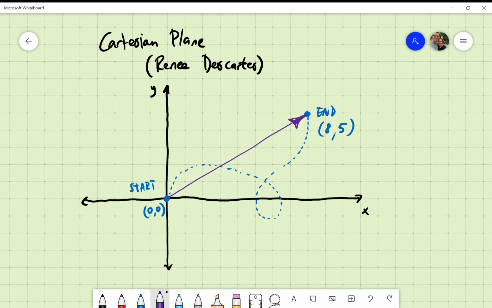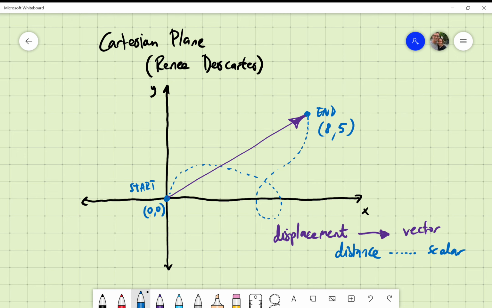This is what we call a displacement vector. Okay, displacement is the vector version of distance. The distance is what I drew in the blue with the dotted line. The displacement is what I drew in the purple with the arrow. Distance is a scalar. Displacement is a vector. Distance is where we say this guy walked 300 yards in all of his wanderings, but his displacement vector is going to be less magnitude than that.